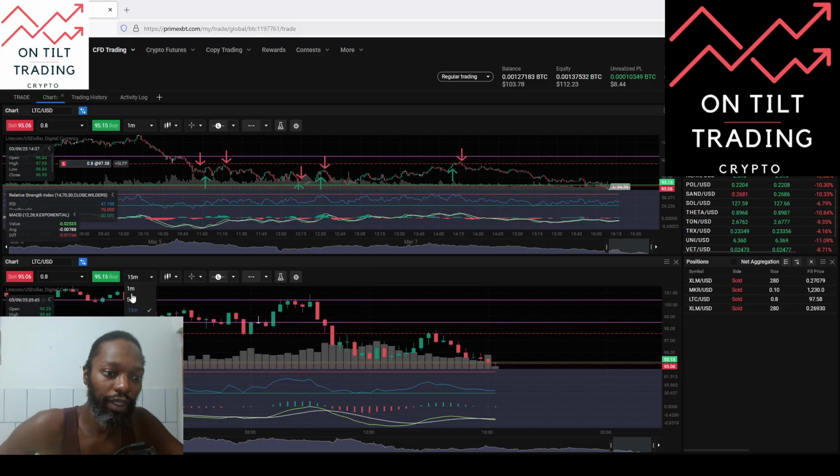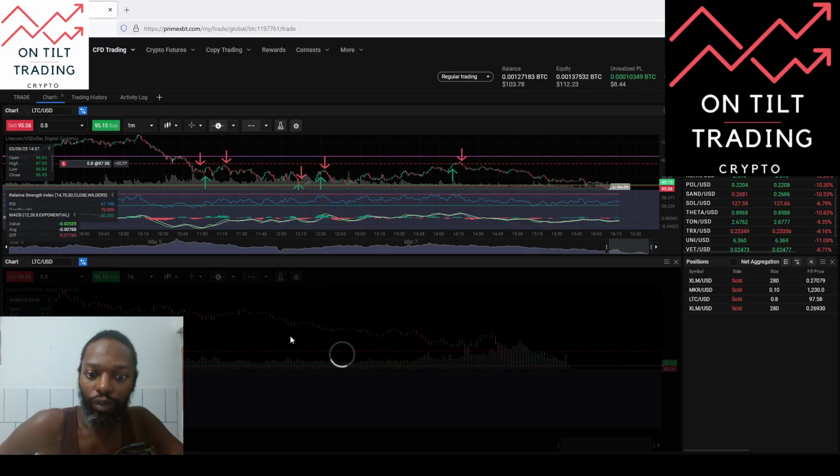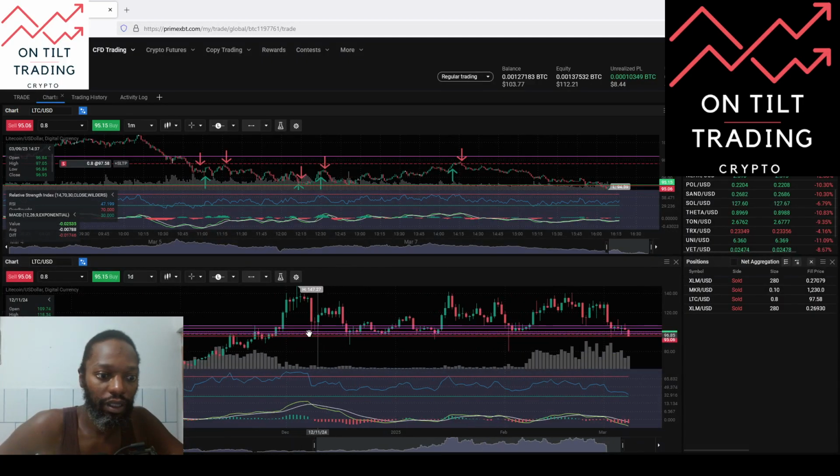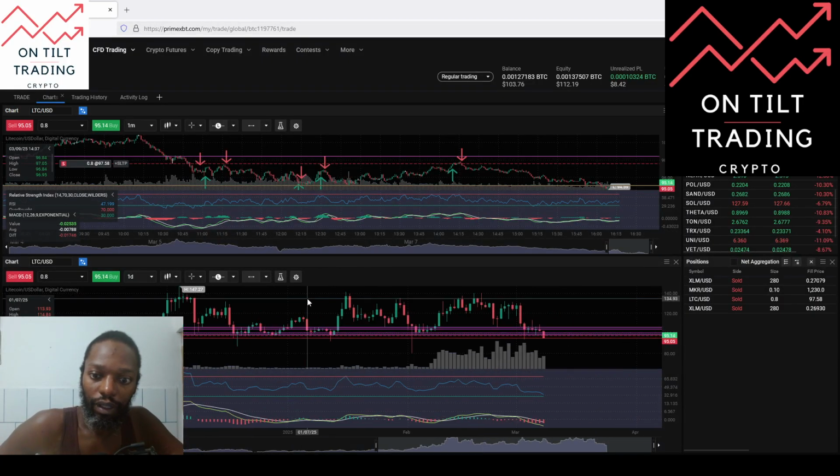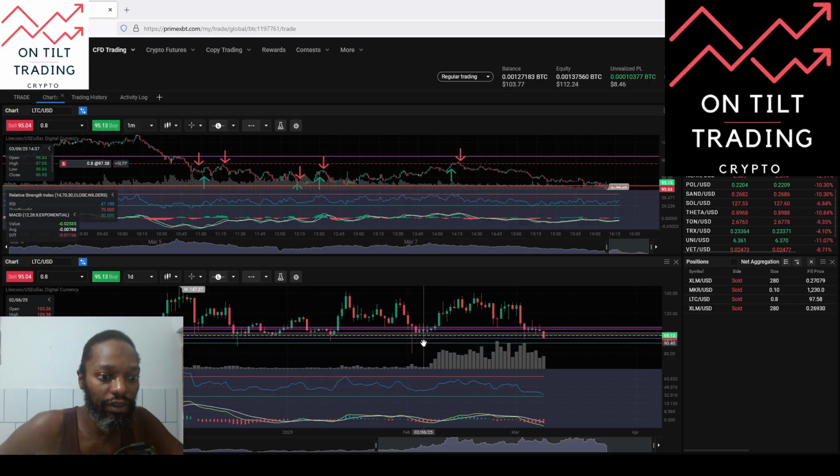To give you some perspective on where we are with this trade, I'll pull the daily back up, and this green line is my target. I believe this is S10. So this is my final pivot point here. That's my target.